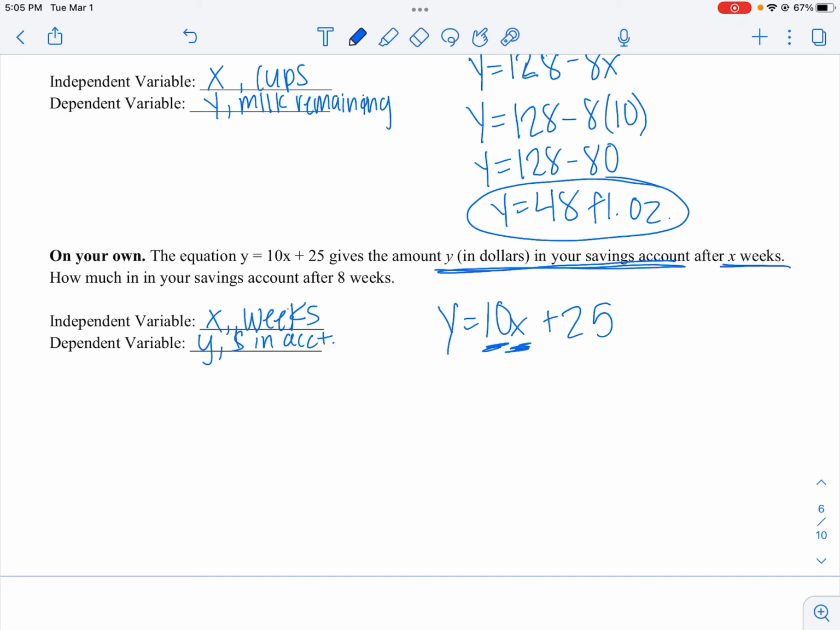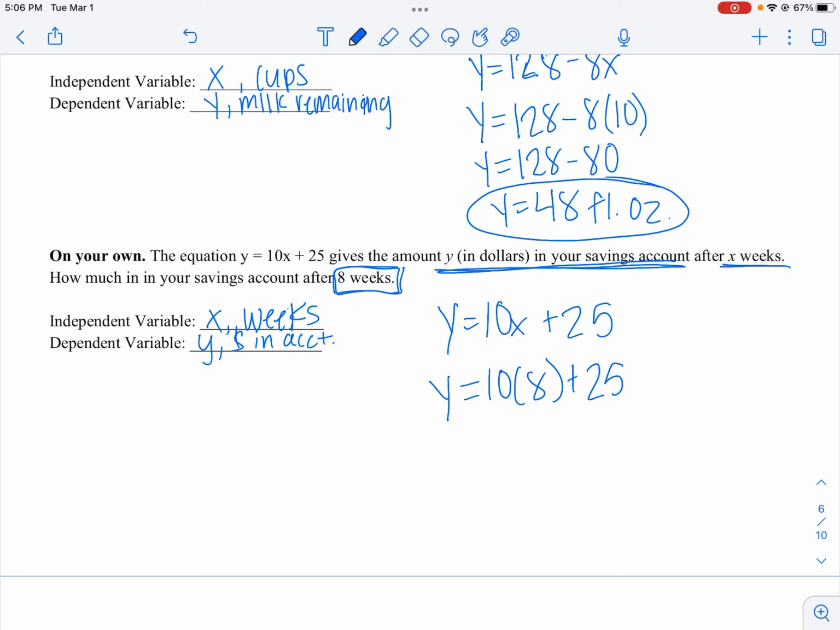So that means if we wanted to know how much was going to be in our savings account after 1 week, we would do 10 times 1 plus 25, because that 1 represents weeks, just like our x does. And so we would have $35 after 1 week. But our question wants to know how much money we have in our account after 8 weeks. So we need to plug 8 in for our x, because x represents weeks. So we're going to have y equals 10 times 8 plus 25.